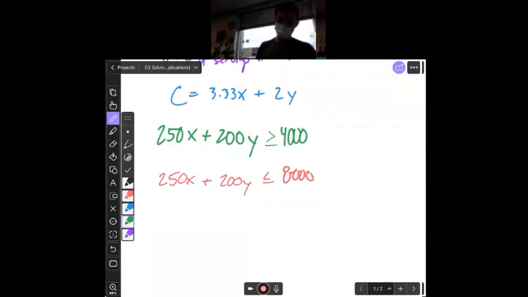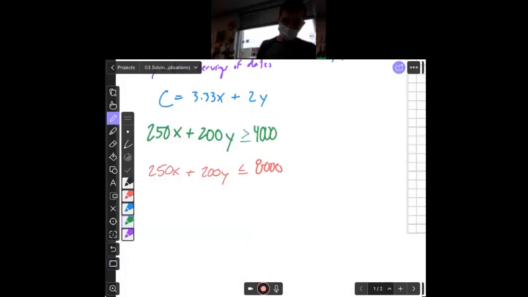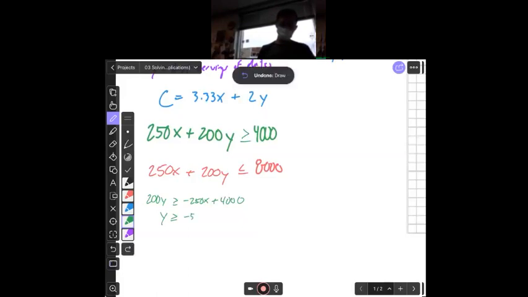So let's get those into slope-intercept form. I'm going to kick the 250x over for the green one. And then divide by 200, so that would give me y is greater than or equal to 250 divided by 200. You put that in a calculator, you're going to get a decimal out of it. They both have 50s in them. There's 5 50s in 250, and there's 4 50s in 200. You want a fraction. You don't want a decimal. We need it to be a slope. And 4,000 divided by 200 is 20.